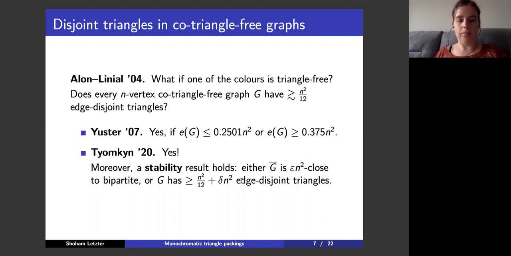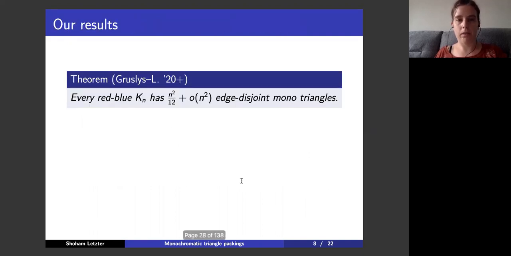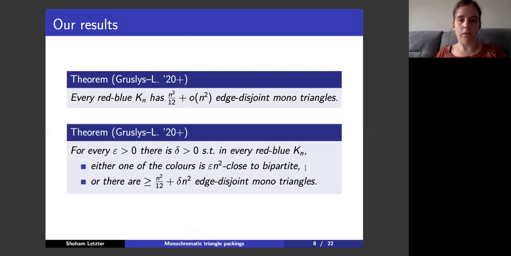Okay, and our contribution is firstly to solve Erdős's conjecture. So we show that in every red, blue K_n, we can find n squared over 12 edge disjoint monochromatic triangles. And moreover, like Misha, we prove a stability version of this result. So we prove that in every such coloring, either one of the colors is close to bipartite, or there are significantly more than n squared over 12 edge disjoint monochromatic triangles.